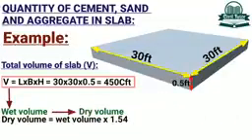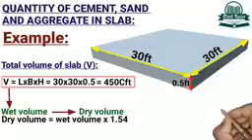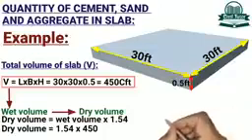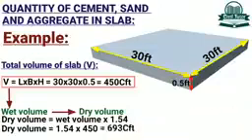Dry volume is equal to wet volume times 1.54, while this 1.54 is a constant value which I will discuss in my coming tutorials. So dry volume will be equal to 1.54 times wet volume, which is 450, and finally we will get dry volume equal to 693 cubic feet.